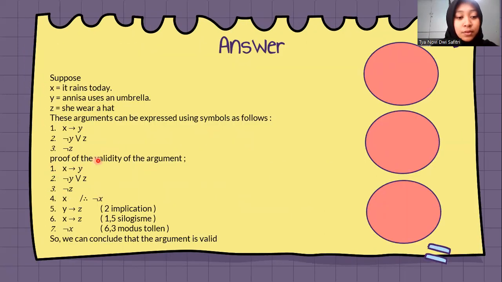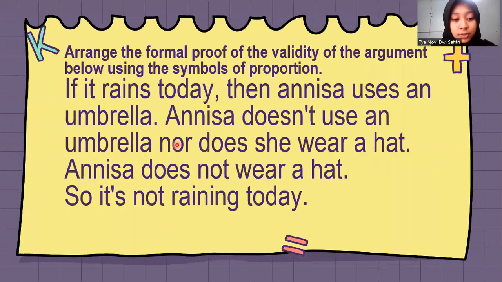So prove the validity of the argument. Number 1, X implies Y. Number 2, negation of Y or Z. Number 3, negation of Z. And we have the conclusion: it is not raining today. So we have the negation of X, it's raining today.